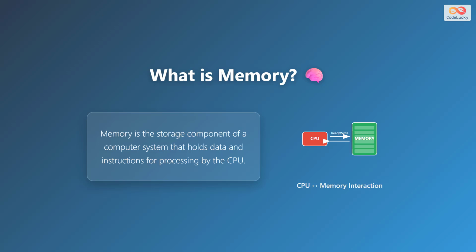Memory is the storage component of a computer system. It holds the data and instructions that the central processing unit, or CPU, needs to perform tasks. Think of it as a temporary workspace where the computer keeps everything it's actively working on. The CPU interacts with the memory to read and write the data and instructions.